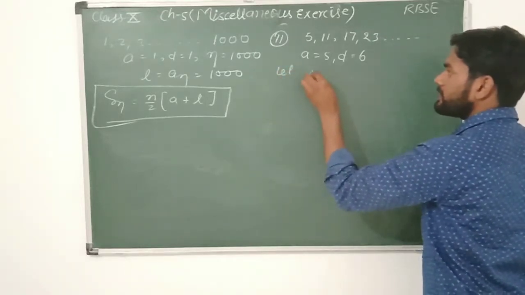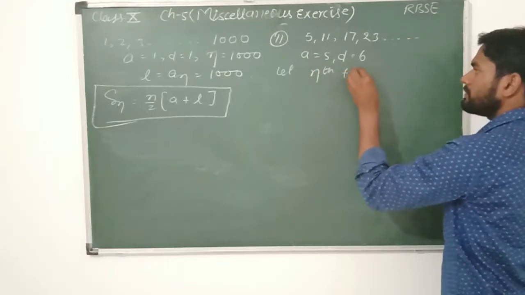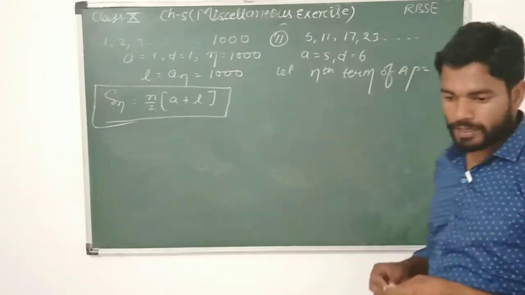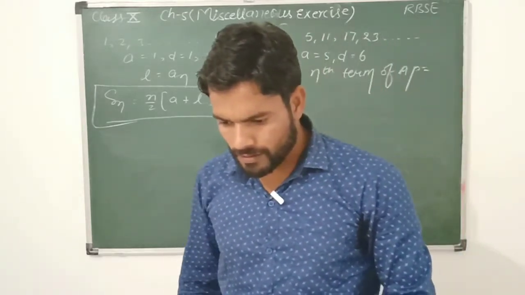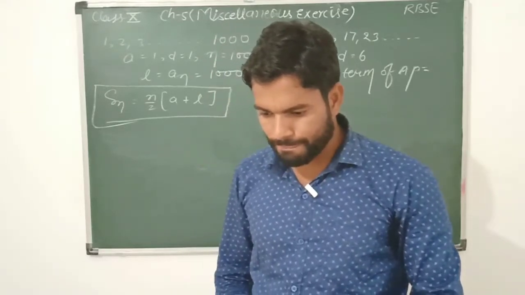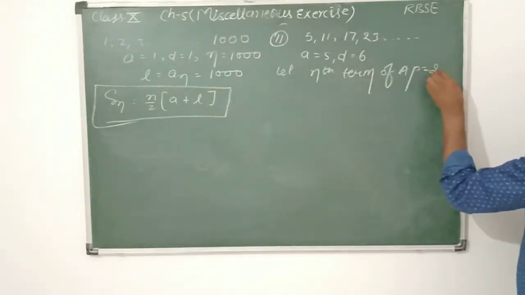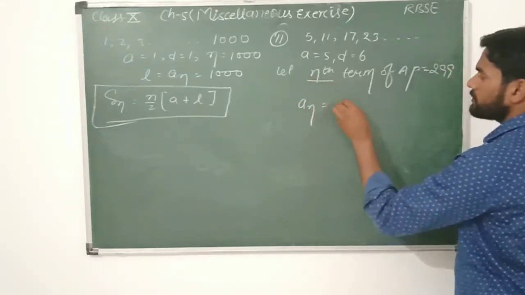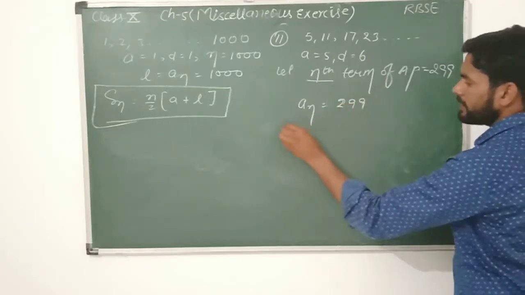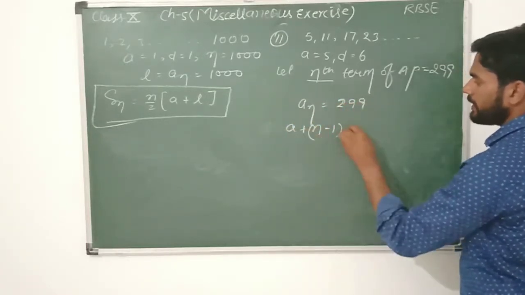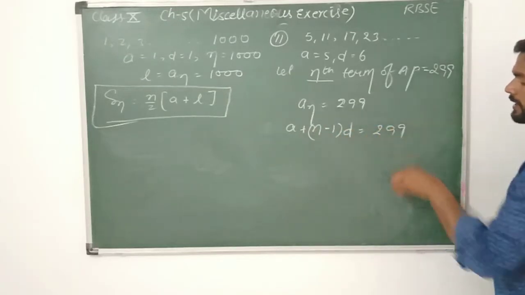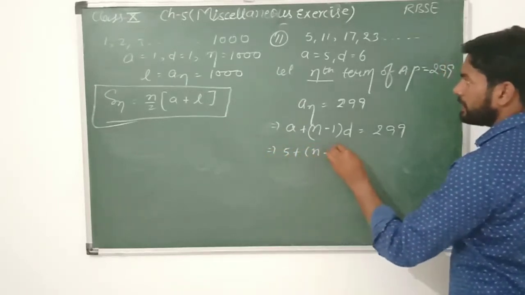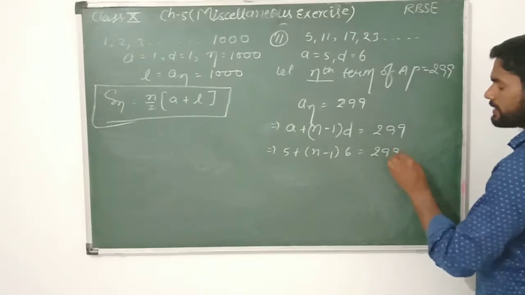Let nth term of AP is equals to 299. Now apply the nth formula. An is equals to 299. An is a plus n minus 1 into d is equals to 299. A is 5, n is not given, d is 6 is equals to 299.